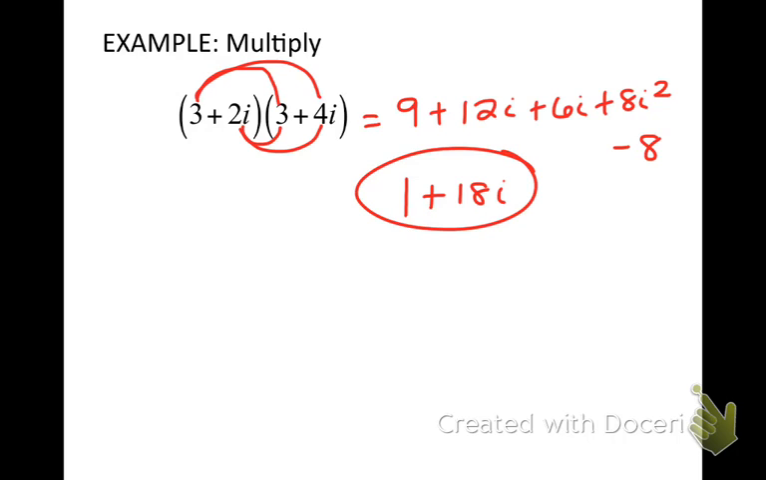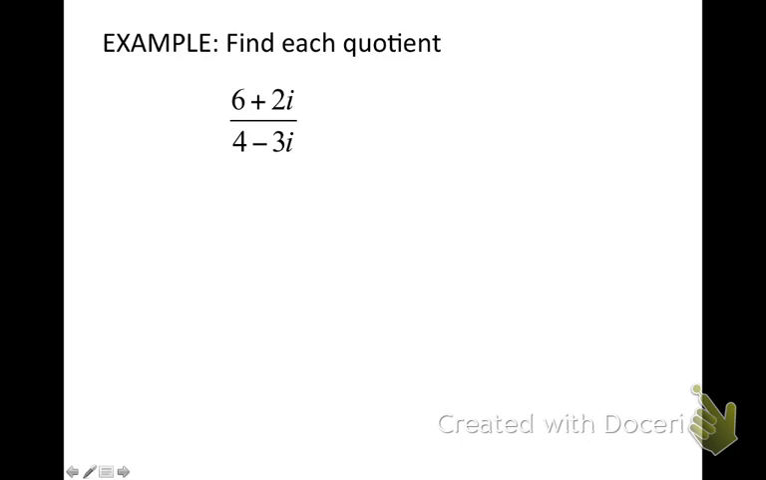Remember, when you multiply them out and you get i squared, it's going to result in a negative of whatever it is. If it's positive, it'll become a negative. If it was negative, it becomes a positive. All right, we got foiling, distribution. So now we can do division with multiplying by conjugates. Okay, so we'll skip that.